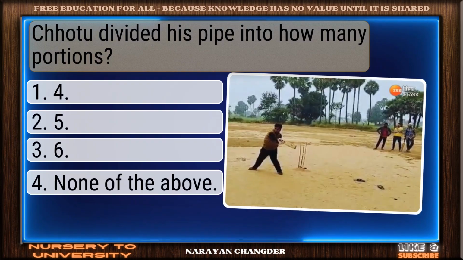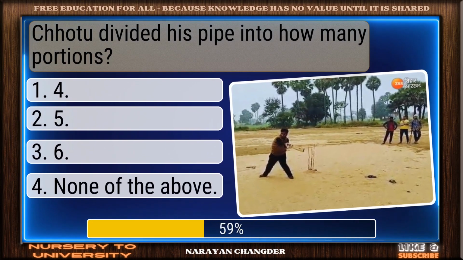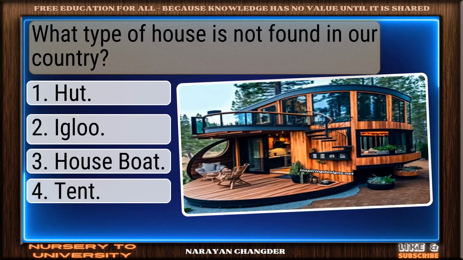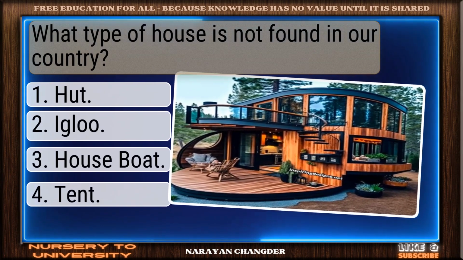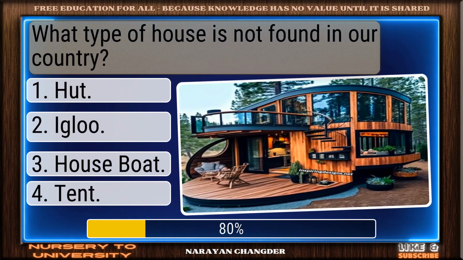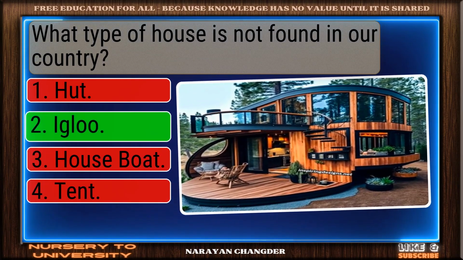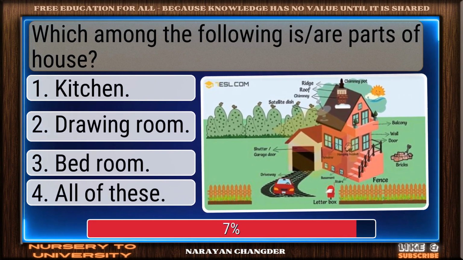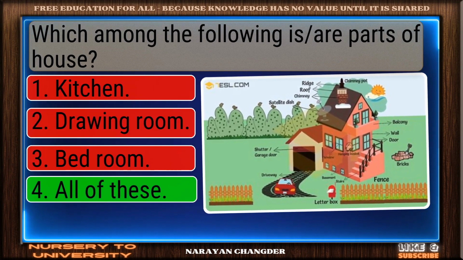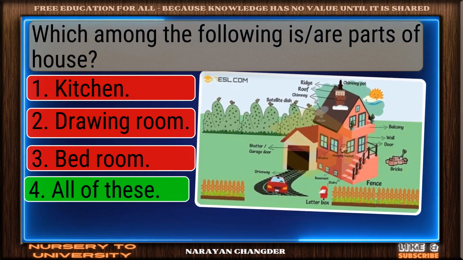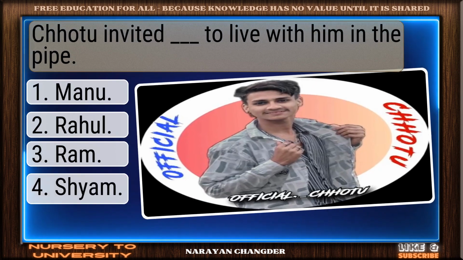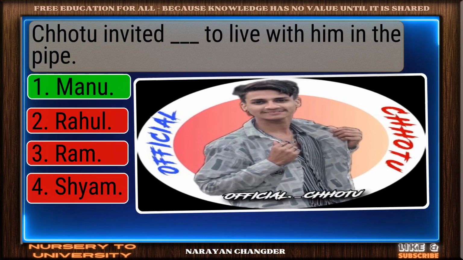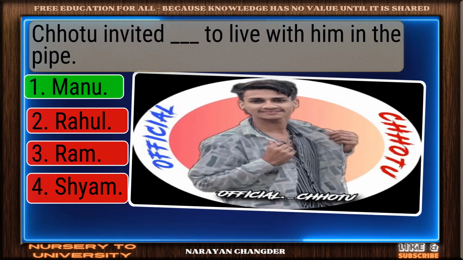Chhotu divided his pipe into how many portions? 5 is the correct answer. What type of house is not found in our country? Igloo is the right answer. Which among the following are parts of a house? All of these works well here. Chhotu invited dash to live with him in the pipe. Monu is the correct answer.